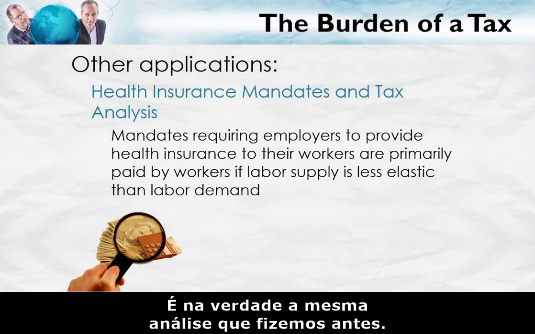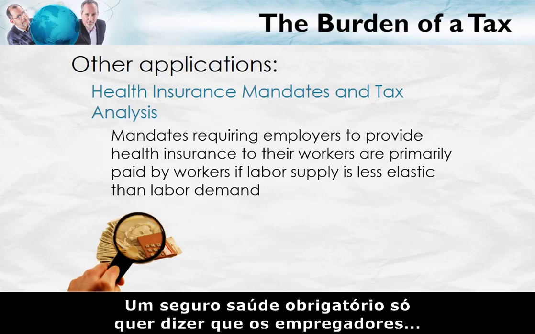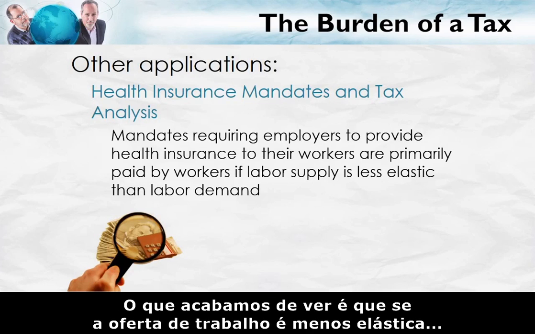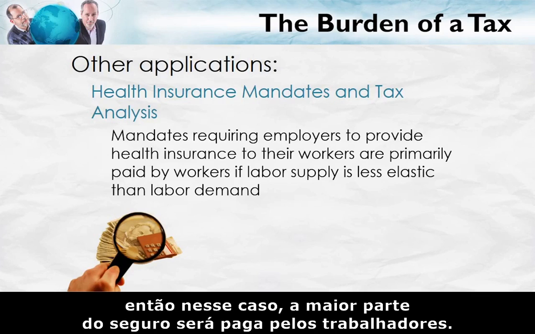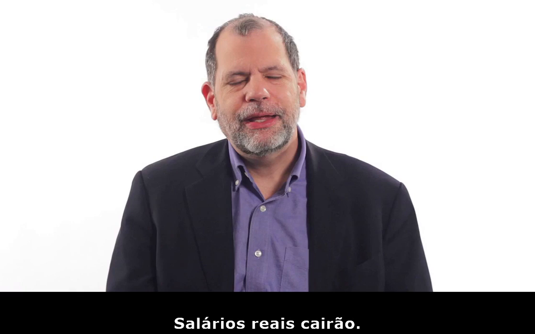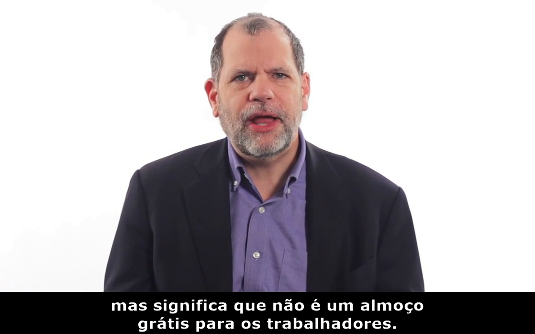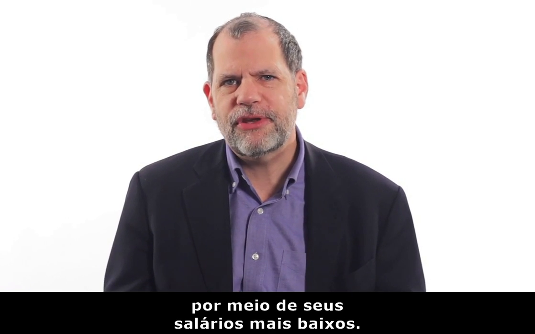It's really just the same analysis as we had before. A health insurance mandate is quite similar to a tax. A health insurance mandate simply means that the employers have to pay a higher wage, but that's just the same as a tax. What we just saw is that if labor supply is less elastic than labor demand, which in many cases makes sense, then most of the mandate will actually be paid for by the workers. Real wages will fall. Again, this doesn't necessarily mean that the mandate is a bad idea, but it does mean it's not a free lunch for the workers. The workers end up paying for their health care through the medium of lower wages.